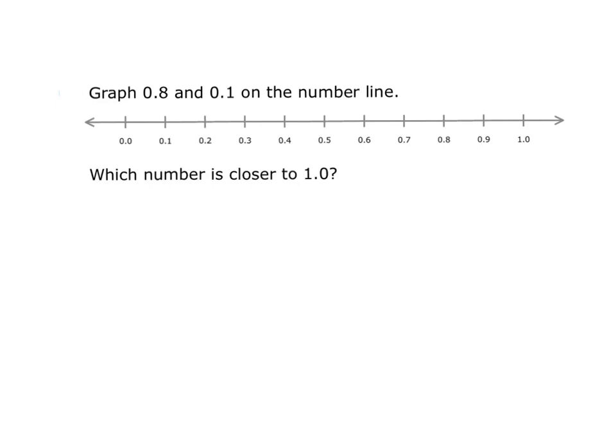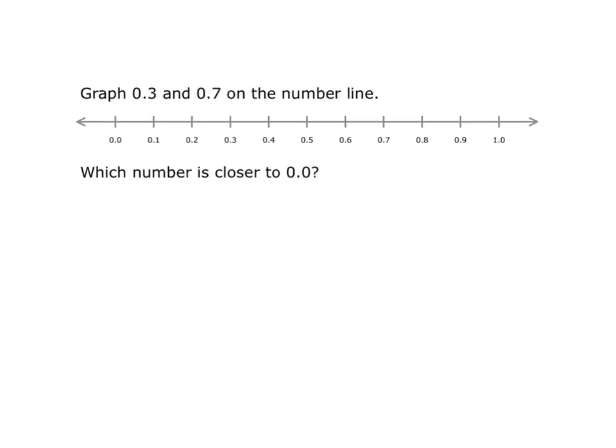In this example, we have graph 0.8 and 0.1 on the number line, and then which number is closer to 1.0. When I graph 0.8 here, and I graph 0.1 here, you can see that the 0.8 is closer to 1.0. Since the question asks which number is closer to 1.0, I can safely say 0.8.